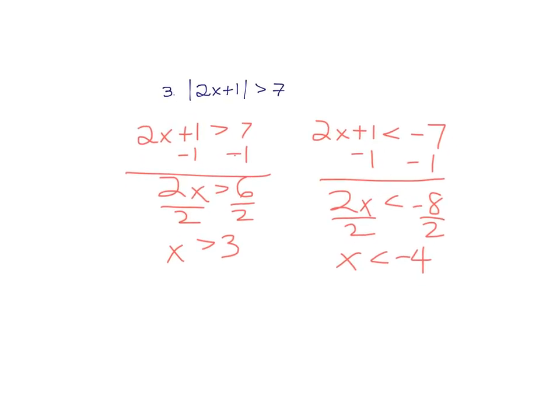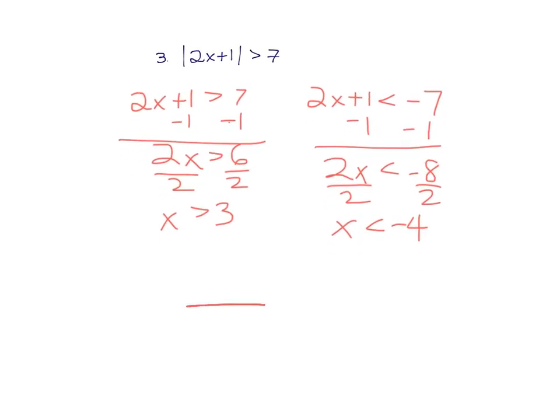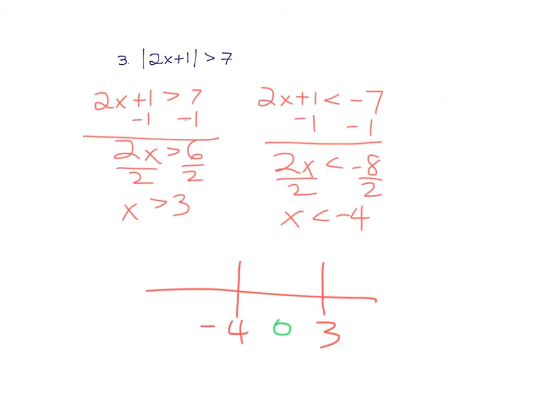So again, you can do your test point. Put your numbers on here, least to greatest. Locate 0. Again, 0 is in the middle. So again, I can plug it in. So 2 times 0 plus 1.